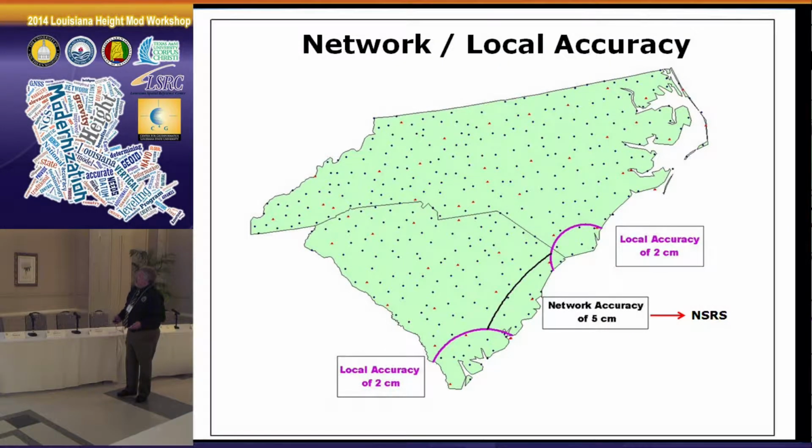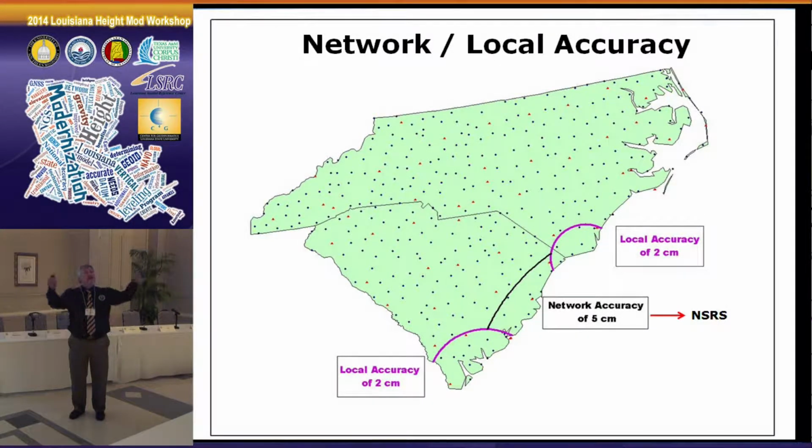Anyway, network local accuracy. We're talking about 2 centimeter local accuracy. That simply means point to point in your campaign, your leveling or your HTMOD campaign. 5 centimeter to the national datum. Okay, that's what we're talking about here.